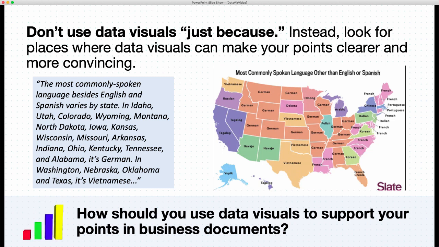Most commonly spoken language other than English or Spanish, we've got a map of the United States. We're looking at states, and we've identified the particular states. And it's a lot easier to interpret this than it is to read a whole bunch of text. So again, don't use data visual just because. Look for places where data visuals can make your points clearer or more convincing.